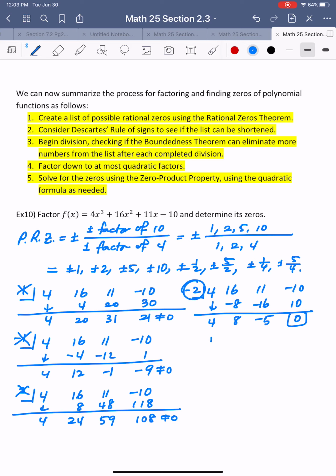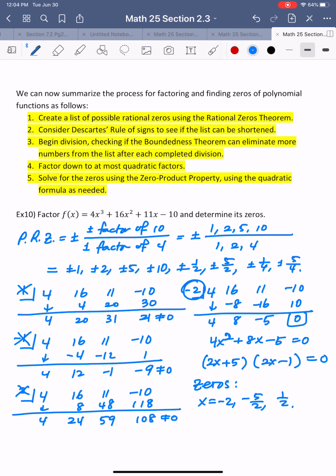So now this becomes 4x squared plus 8x minus 5 equal to 0. And this is also factorable, which is a good thing. So 2x plus 5 and then 2x minus 1. So the zeros are x equal to negative 2, negative 5 over 2, and 1 over 2. You can see that those are zeros from here, okay? And then with all the multiplicity.